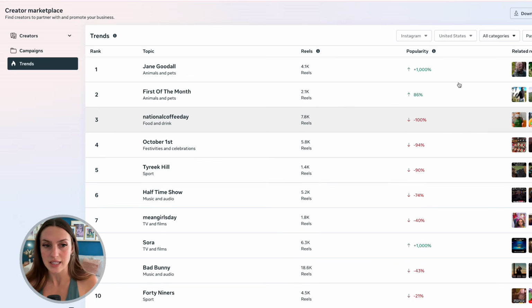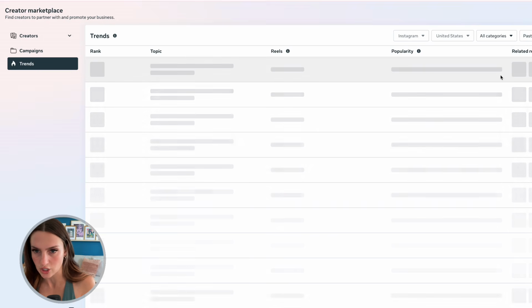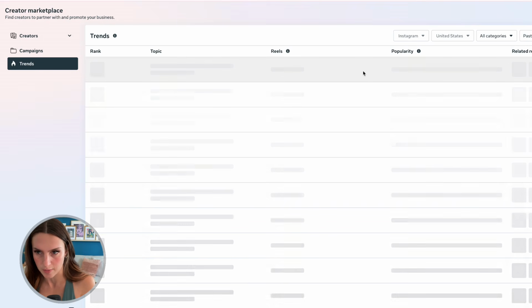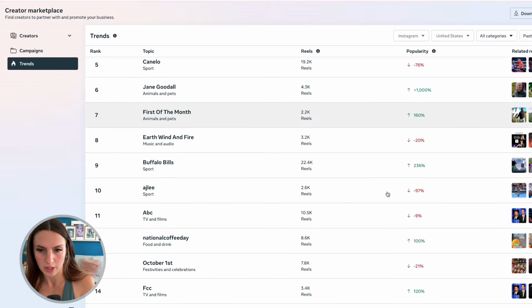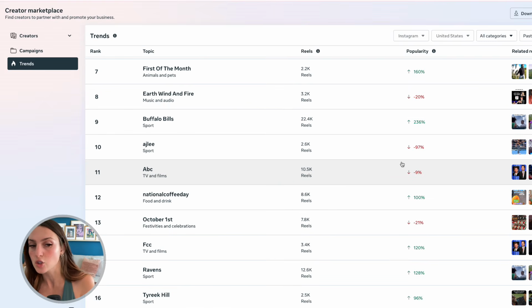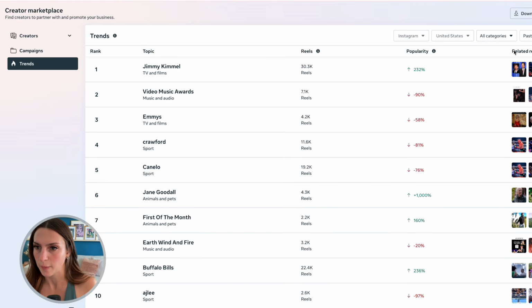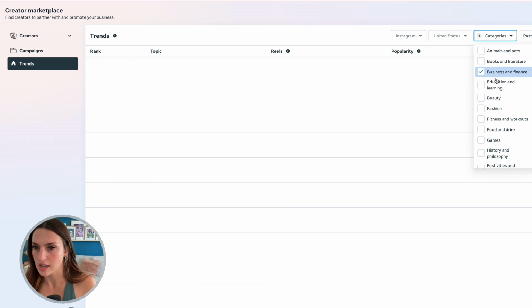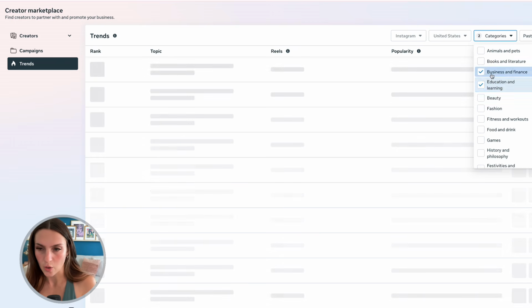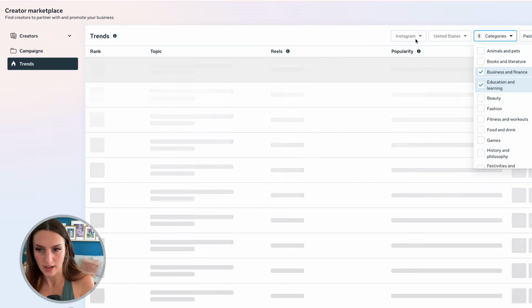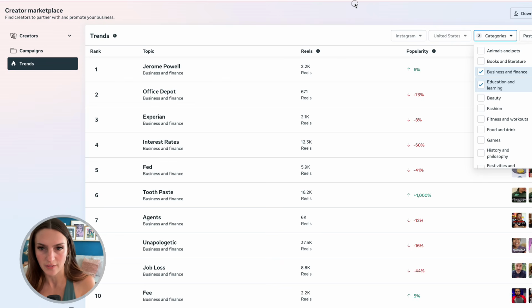And then here's what gets even cooler. You'll see that it changes over the period of time here. So Jimmy Kimmel is up, Jane Goodall, like we said earlier, Buffalo Bill. Again, some of this isn't super relevant. Here's how you make it relevant. You go to your categories and you can put in things that are related to you. So for me, I might do business and finance and education and learning because this is my field.